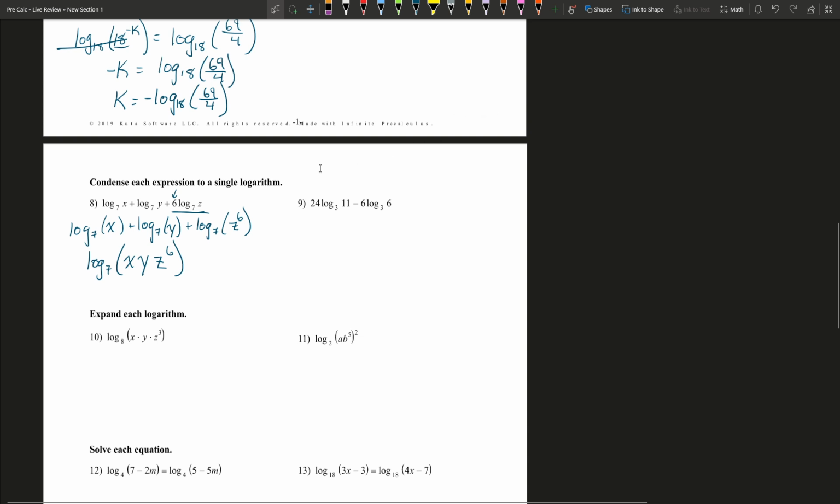Similarly, on number 9, the first thing we have to do is to use the power property. So we can rewrite the 24 times log base 3 of 11 as log base 3 of 11 to the 24th. And then we can rewrite 6 log base 3 of 6 as log base 3 of 6 to the power of 6.